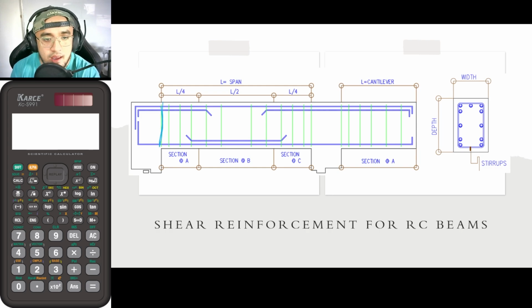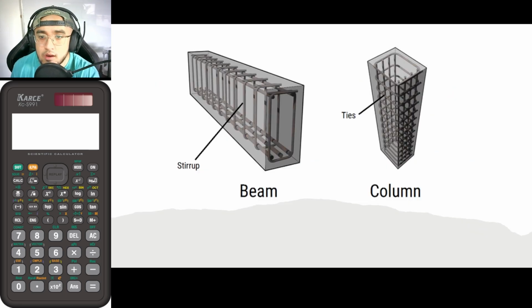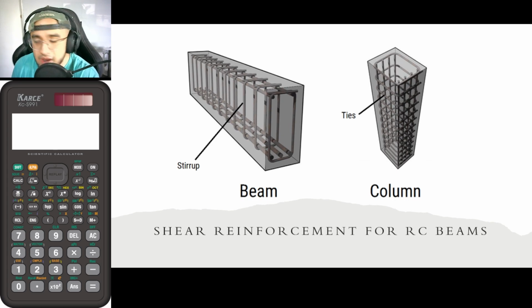So as you can see in our figure on your screens, we have these green lines here. These green lines are now our shear reinforcement. Going back to our previous slide, in order for us to prevent this failure from happening, we will now be putting steel members in this manner. If you want to see what it typically looks like, it actually looks like this.